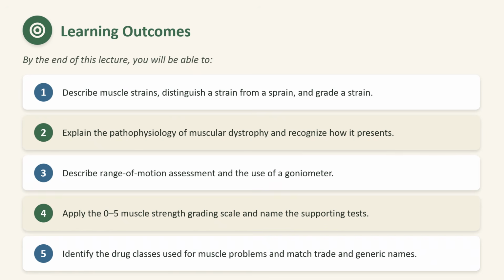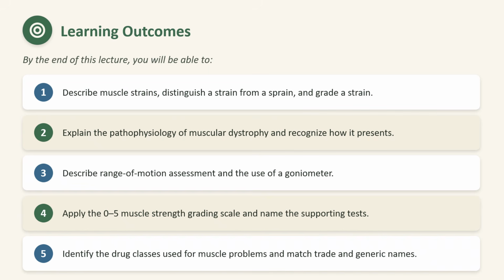Our 5 outcomes. First, describe muscle strains. Tell a strain apart from a sprain, a distinction students confuse all the time, and grade a strain by severity. Second, explain the pathophysiology of muscular dystrophy and recognize how it presents in a child. Third, describe range of motion assessment and how a goniometer is used, because you'll be holding one.